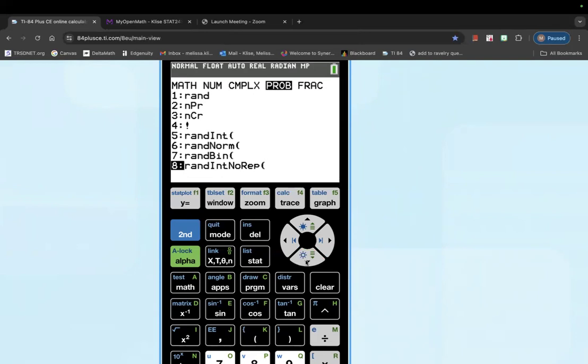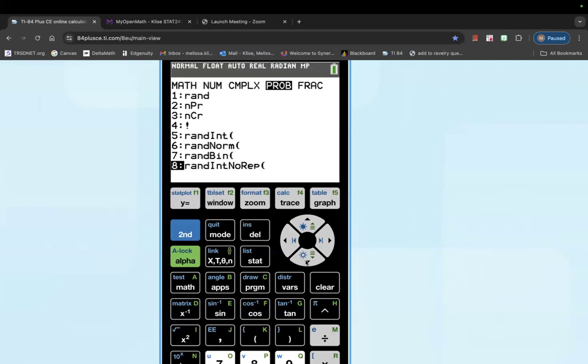Rand int no repeat. What this means is it's going to give me random integers, random numbers, and it's not going to repeat any of the numbers. Now, if I went to this one right here, number 5, it would give me 3 random numbers, but it is possible I could get repetition. I could get a number repeated.